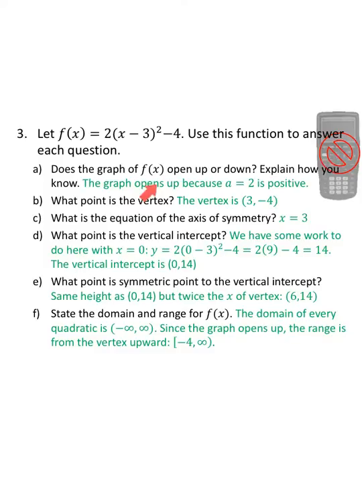So, how do we know this parabola opens up or down? The a value of 2 is positive, and because that's positive, we know the graph opens up. Positive, people smile, the graph looks like a smile.